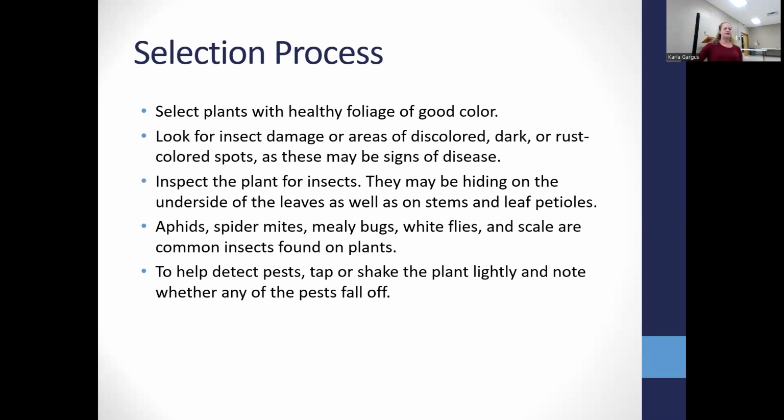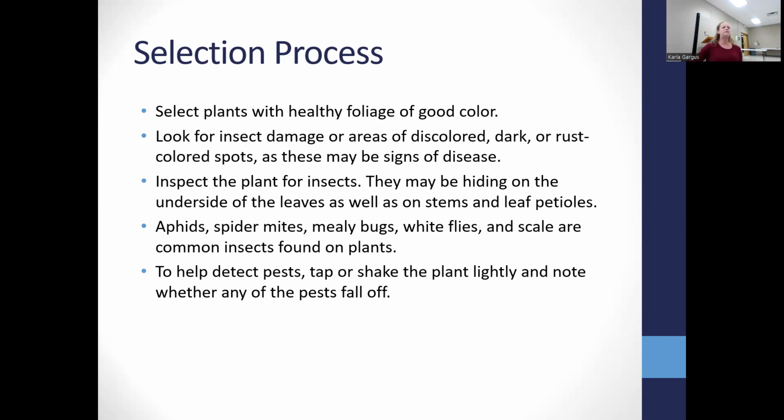So, of course, you want to select plants that have healthy foliage, good dark green color. Look for any insect damage, broken branches, rust, colored spots. These can be signs of diseases. Look for insects. Look on the underside of the leaves because that's usually where they're hiding. So they'll be on the underside, or they might be in the leaf petioles.